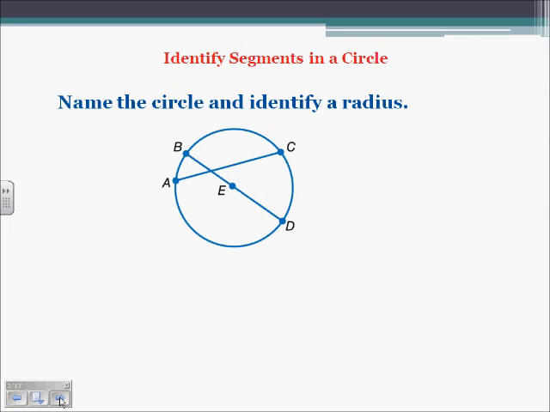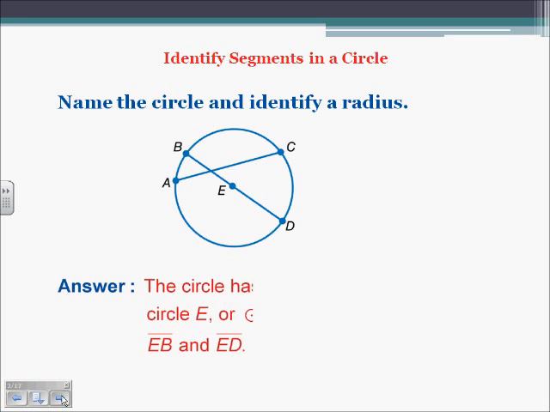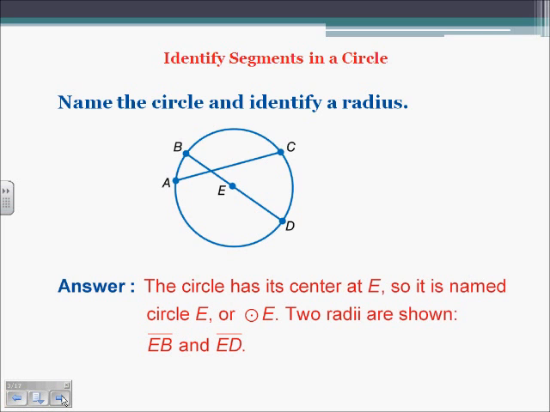So our first problem is to name the circle and identify a radius. To identify a circle, we need to know what the center of that is. So we look at our circle. The center is E. So we know our circle is going to be circle E. And a radius is going to be any segment that has endpoints at the center and on the circle. So if we look, we have BE with endpoints on the circle and at the center, along with ED. So our circle is circle E, and the two radii are EB and ED.